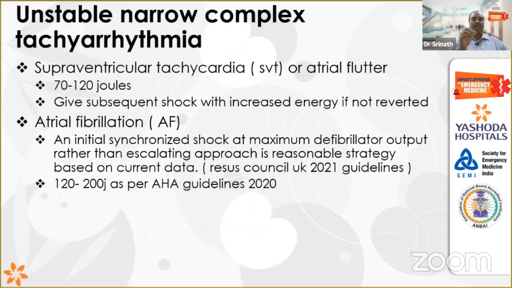or follow your AHA guidelines of 2020. Now, VT with pulse. As I mentioned, you can start with 120 joules and then you can keep on increasing with the synchronized cardioversion as per the response of the patient. Please give a time gap.